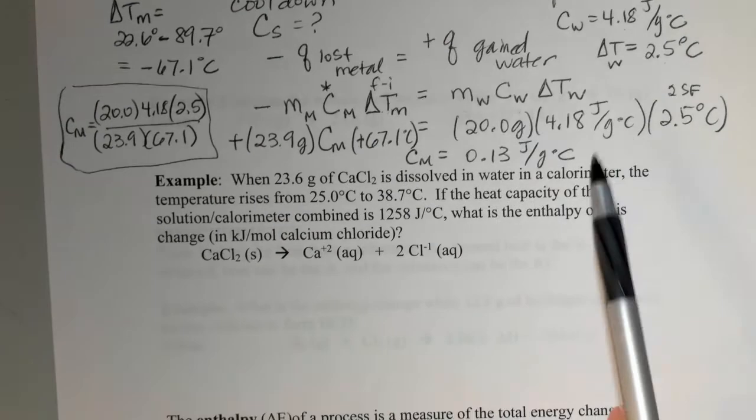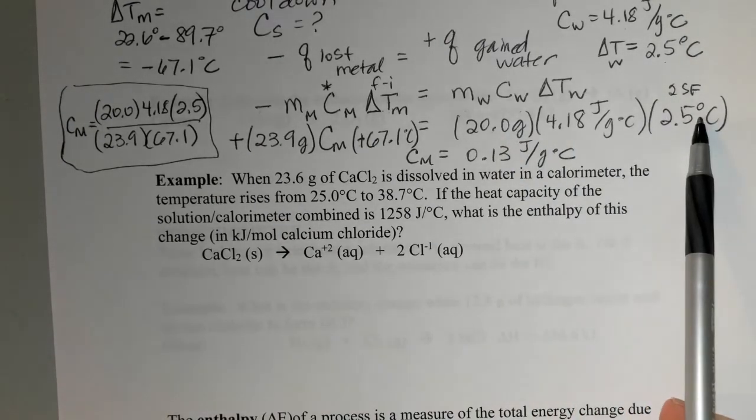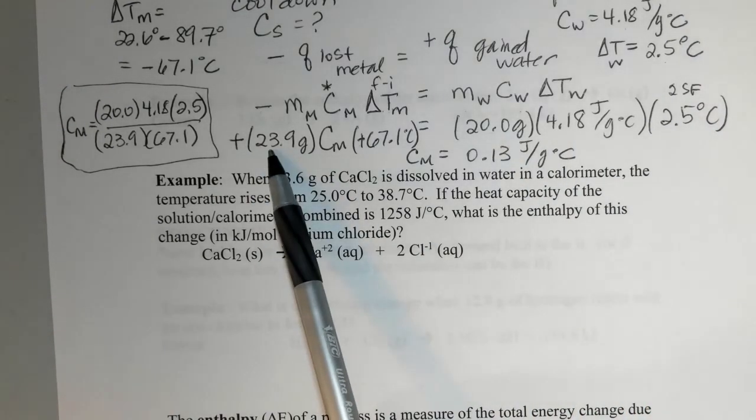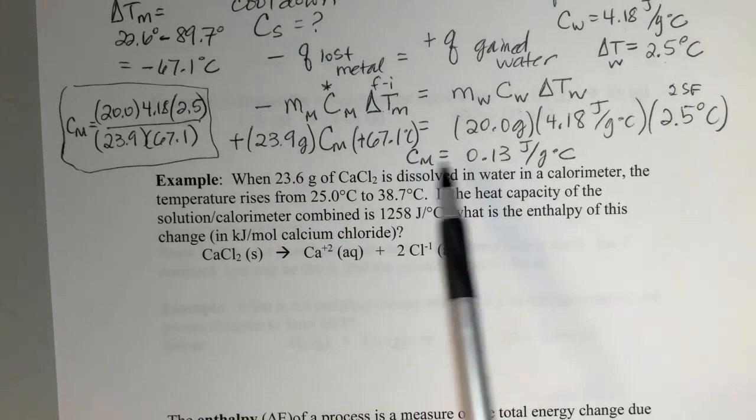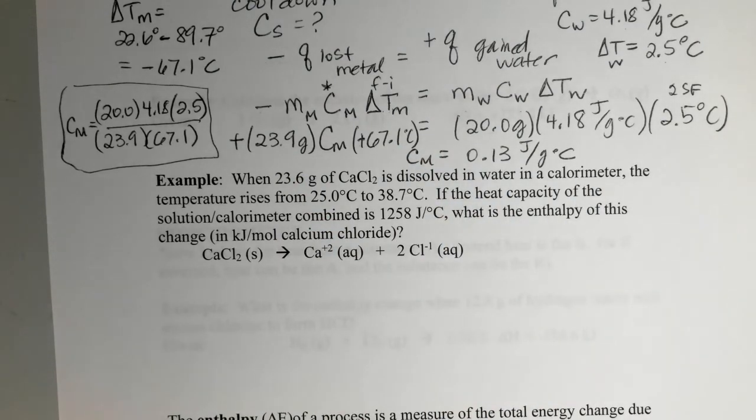So then all we have to do here is do our MCAT for the water, divide both sides by the mass of metal and the change in temperature for the metal, and that'll get us our heat capacity for the metal. All right, now the next one is going to look a little different.